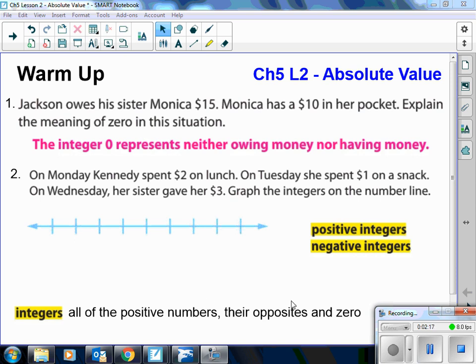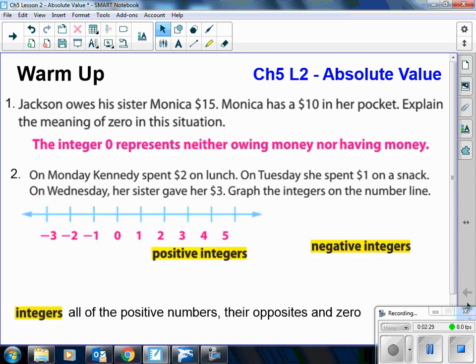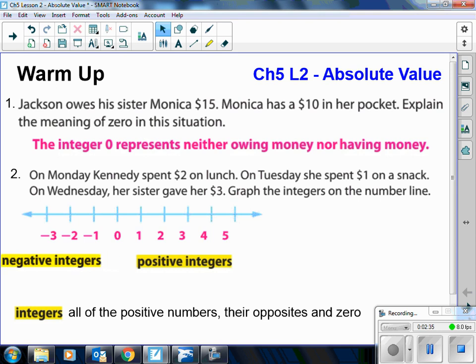Now, on the number line, you will have 0 in the middle, right? There's 0. You will have positive numbers on the right side of 0. You will have negative integers on the left side of 0. Okay? 0 is neither positive nor negative. 0 is just 0.